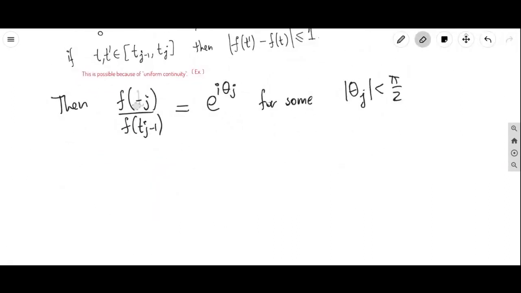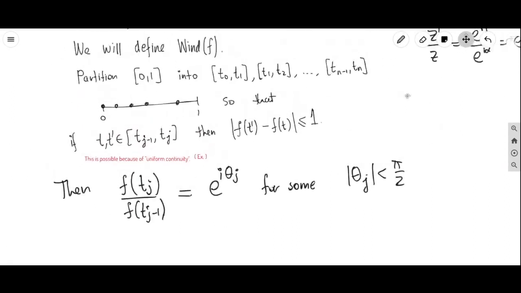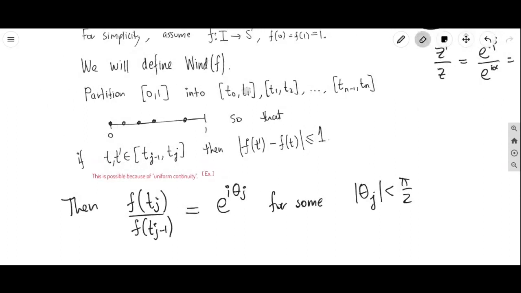And this is what Ahlfors says: you create the partition, you break it up, and then you look at all of the points. You take two adjacent points in the partition and you divide them. These are points on the unit circle, so they will all have the form e to the i theta. And he's claiming that you can choose this angle to always be smaller than pi over 2. You can always make it smaller than pi over 2. The question is, why can you do this?